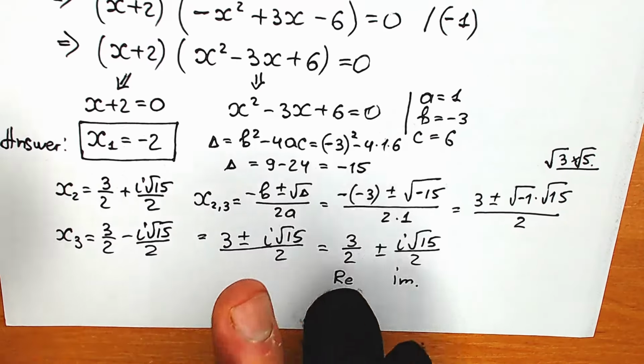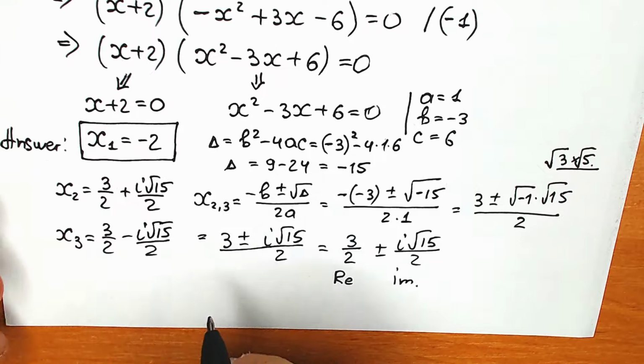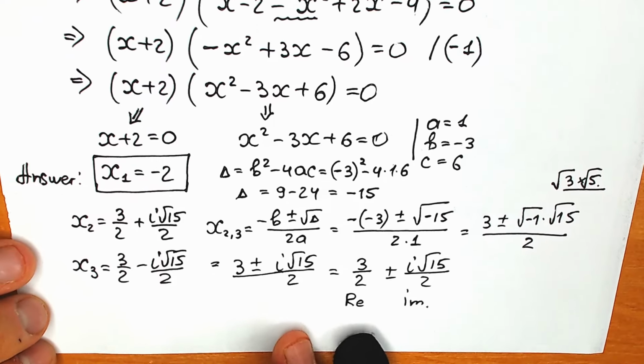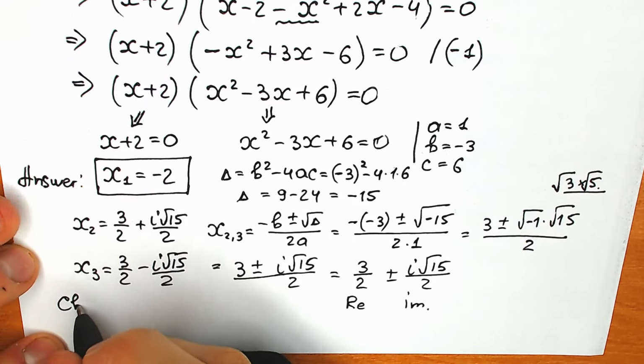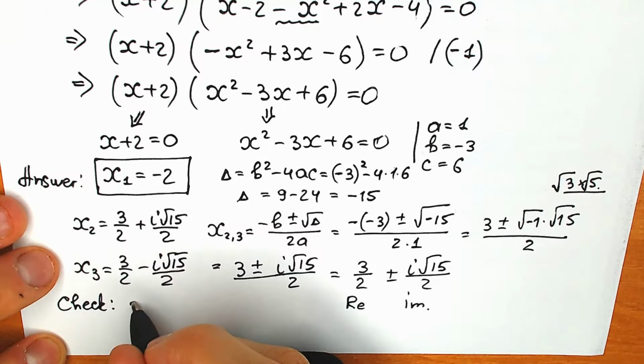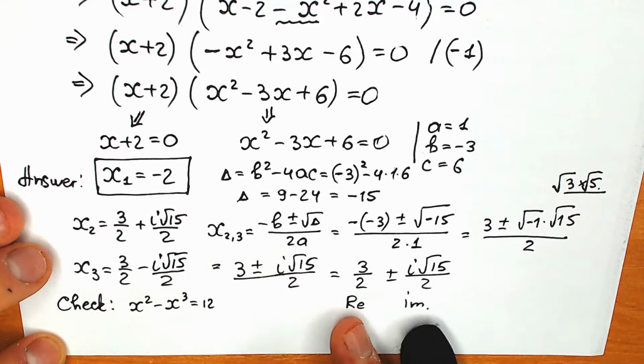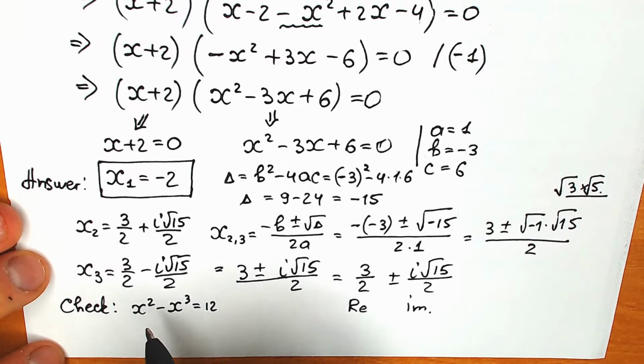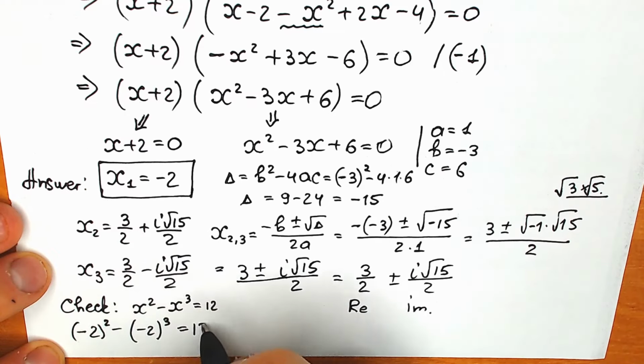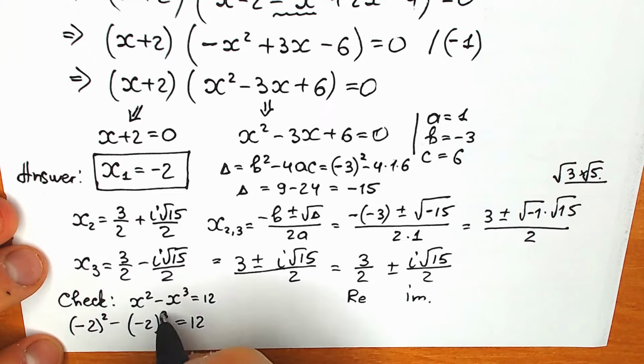And in the end, in conclusion, I'm going to check real quick our x first equal to minus 2. So let's check real quick. What did we have in the beginning? We had x squared minus x cubed equal to 12. So let's check it real quick. First of all, for x equal to minus 2, let's check only this one. So we have minus 2 squared minus minus 2 cubed equal to 12. Okay, I hope you get it.